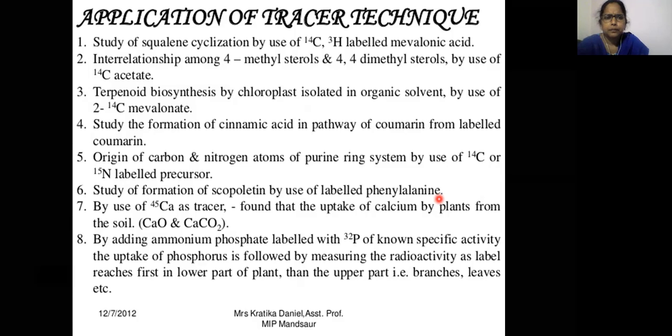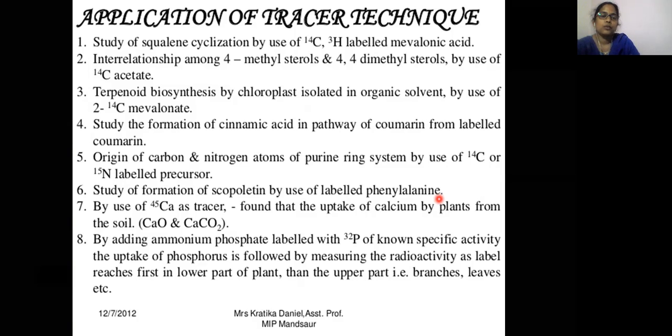Next is study of formation of cinnamic acid in the pathway of coumarin from labeled coumarin. So coumarin is the precursor here, we are labeling it, and we are studying the formation of cinnamic acid in that pathway. And origin of carbon and nitrogen atoms of the purine ring. Here we are using carbon as well as nitrogen labeled precursors. C14 and N15 isotopes are inserted into the precursors, and we are studying the origin of the purine ring.